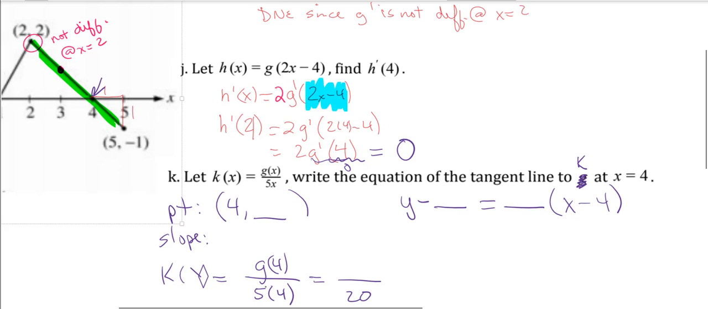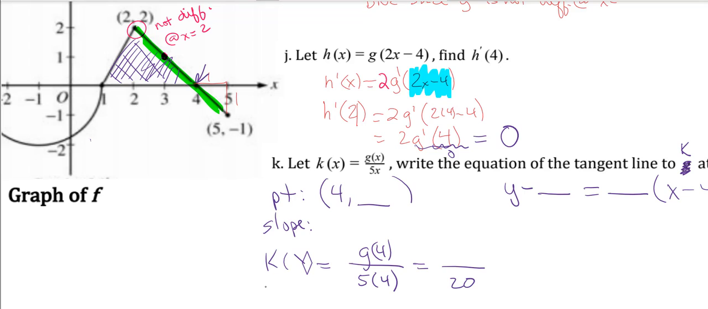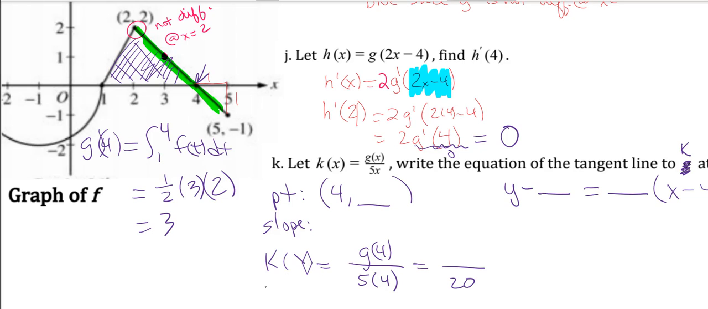So g of 4, we actually did this piece in another video, in part A, I think it was. But g of 4 is just going to be this integral right here. It's the area formed in this triangle that's above the x-axis. And just to review that real quickly, g of 4 would be the integral from 1 to 4 of f of t dt. We can find the area of that triangle because we know the base has a length of 3 and our height is 2, which gives 6 divided by 2, so that would just be 3. So my top number here would be 3. So my point is going to be 4 and then 3 over 20. So I'm off to the races so far.